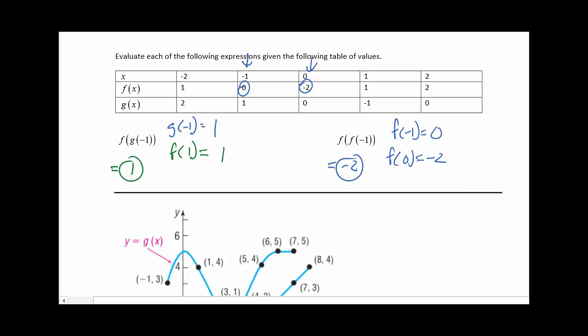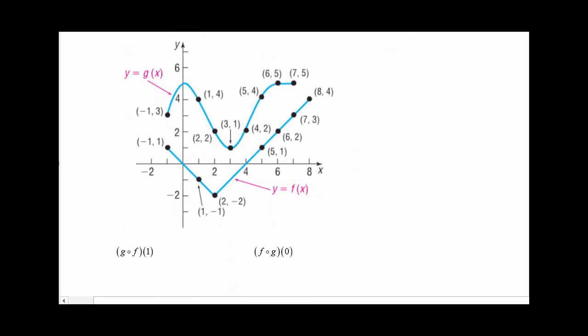Now let's take that same series of questions and let's look at a graph. So again, just a different way to organize the information. Very similar to a table approach. Just now we've got ordered pairs to actually stare at. And then we're going to do the same process. We're going to find the inner value first, evaluate that in the outer function, and see what we get.